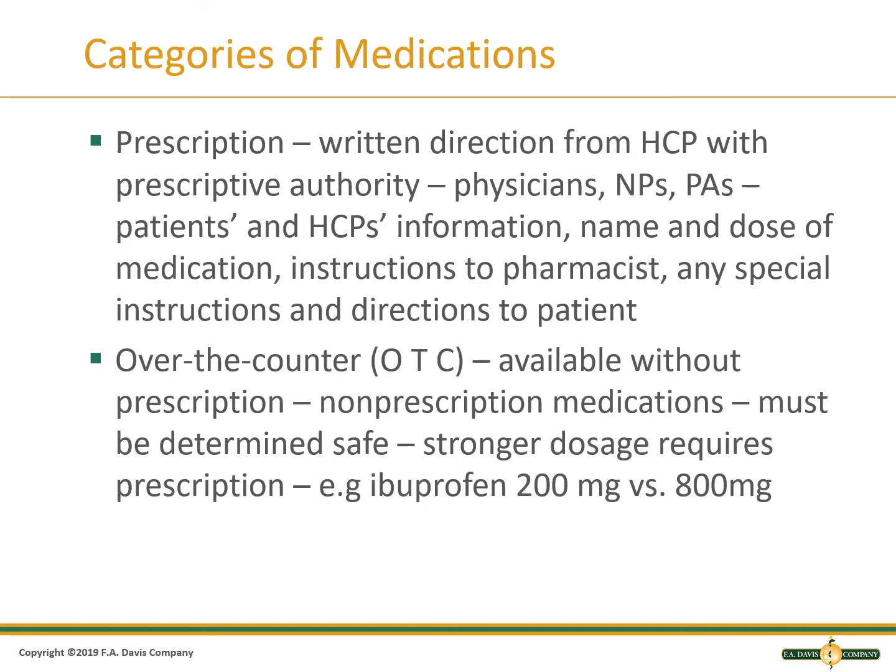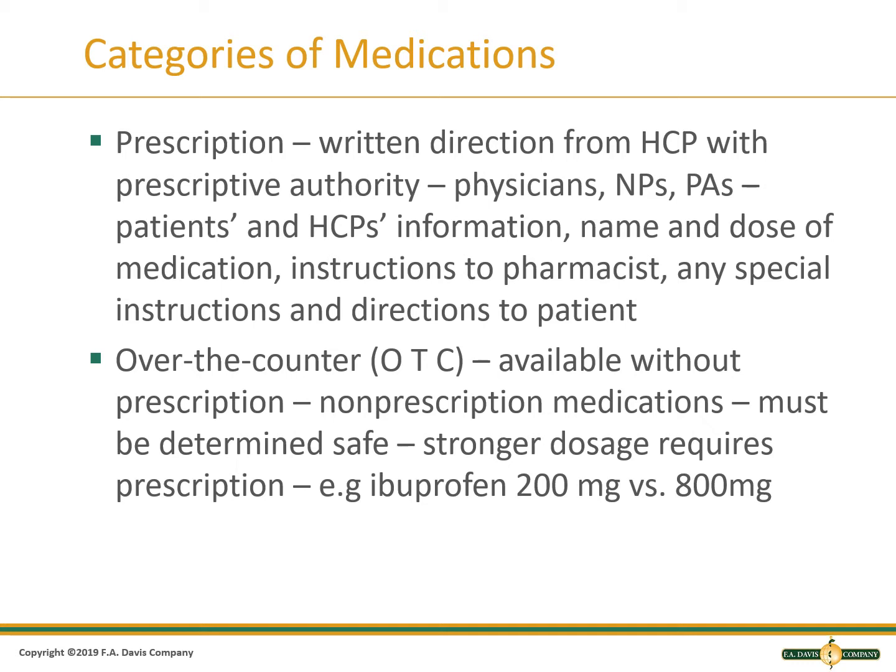Two general categories of medications are prescription and over-the-counter. Prescription medications are available through a written direction from healthcare providers with prescriptive authority. These may include physicians, nurse practitioners, and physician assistants. The prescription should include patients' and healthcare providers' information, name and dose of medication, instructions to pharmacist, and any special instructions and directions to patient.